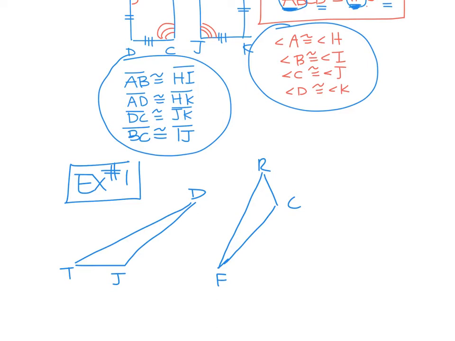Okay, they're going to tell you at the beginning of the problem what is congruent. So in this problem, they'll say triangle TJD is congruent to triangle RCF. Okay, and then they'll say name the congruent corresponding parts. So that means they want 3 sets of angles that are congruent and 3 sets of sides that are congruent. Can you tell me anything that's congruent?